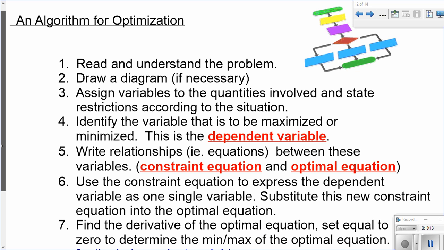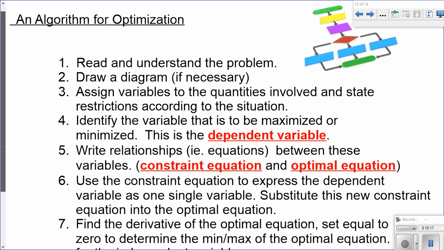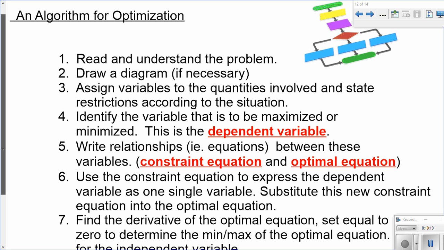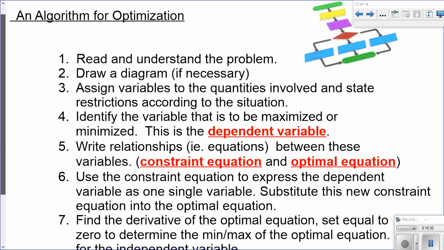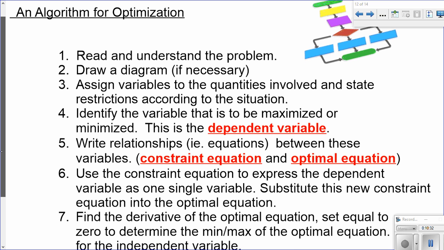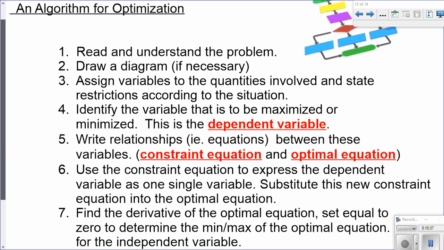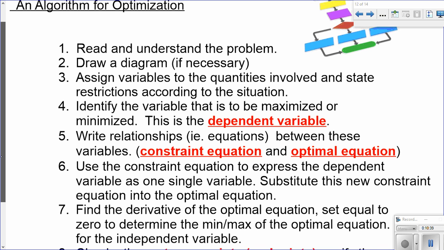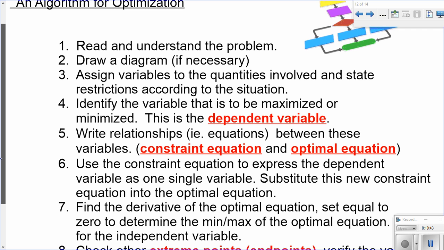Okay, so first up, read and understand the problem. Draw a diagram if necessary. Assign the variables to the quantities involved and state the restrictions according to the situation. So that's the domain restrictions and any sort of constraints. Identify the variable that is to be maximized or minimized. That's the dependent variable. Write relationships, i.e. equations, between these variables. That's the constraint equation. So what constraint is it under? If you incorporate the interval of the domain.